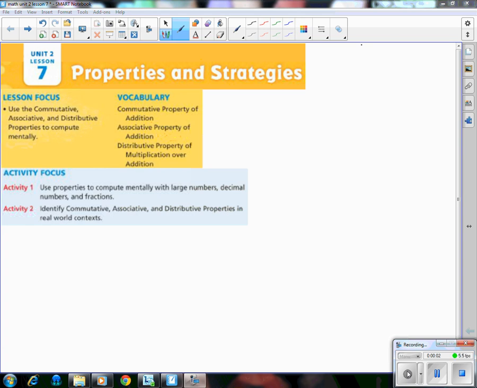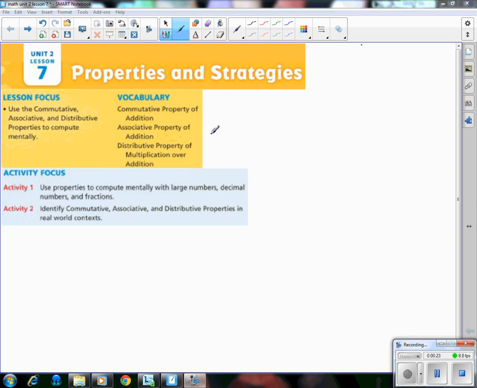Hi guys, this is Unit 2, Lesson 7, Properties and Strategies. So we're going to be learning about a few properties of mathematics, properties of addition to be specific, and how we can use our knowledge of those properties to help us solve addition problems using mental math.